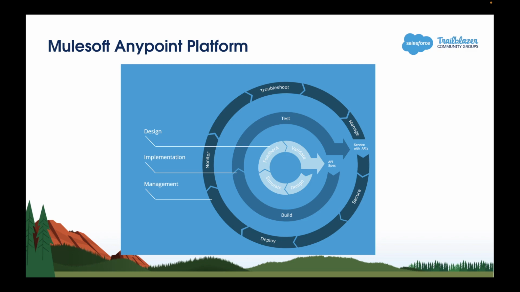So we then build out the API in this layer over here. In the build phase, we will build out the APIs. Then we will test the APIs locally using Anypoint Studio. Over here in the design phase, we will first design the API in Anypoint Platform, which has a web interface, right?